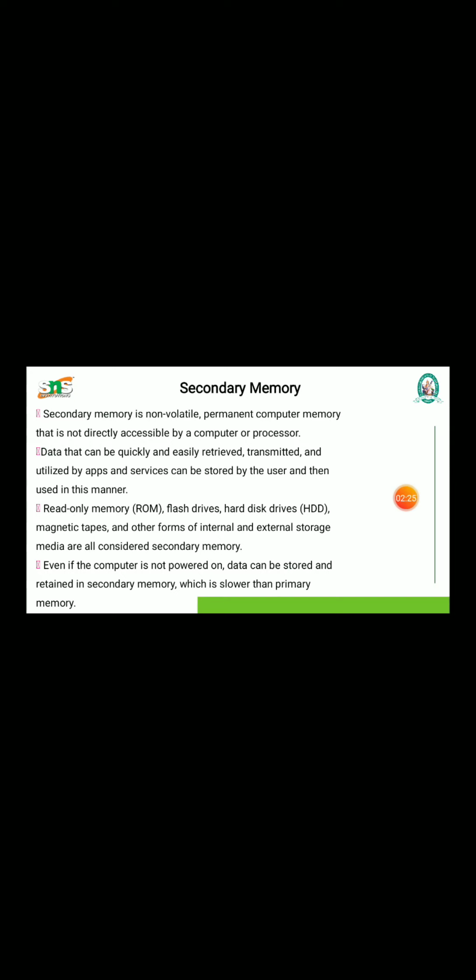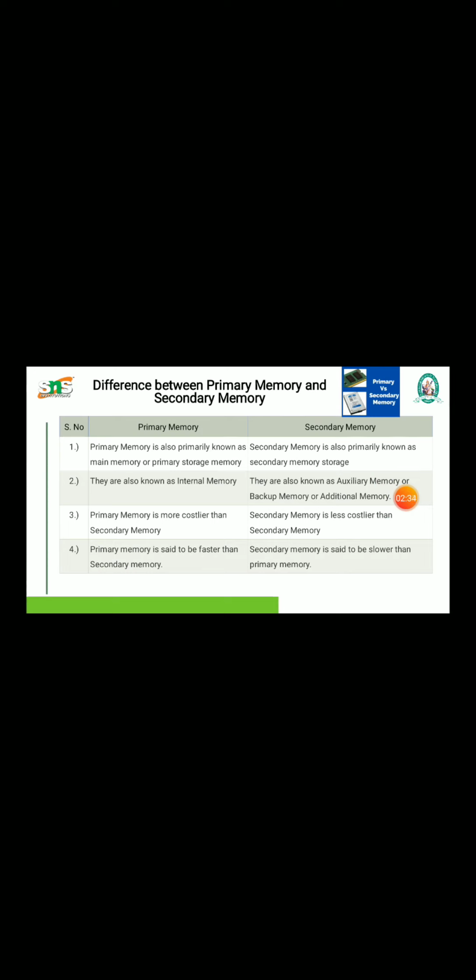Even if the computer is not powered on, the data can be stored and retained in secondary memory, which is slower than the primary memory. Let us see the difference between the primary memory and the secondary memory. Primary memory is known as main memory or primary storage, and secondary memory is known as secondary storage. The primary memory is also called internal memory, whereas the secondary memory is also called auxiliary memory, backup memory or additional memory.